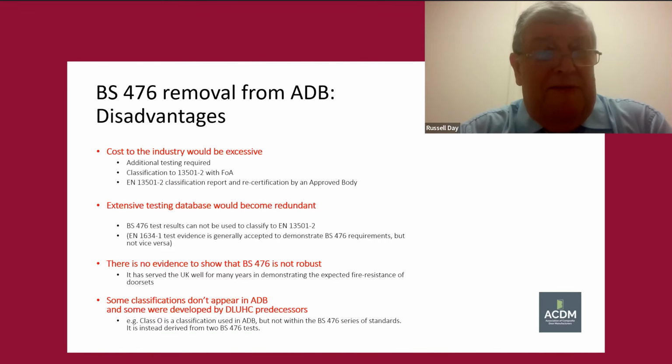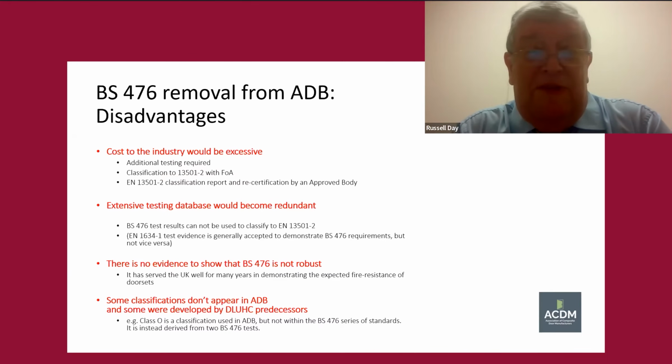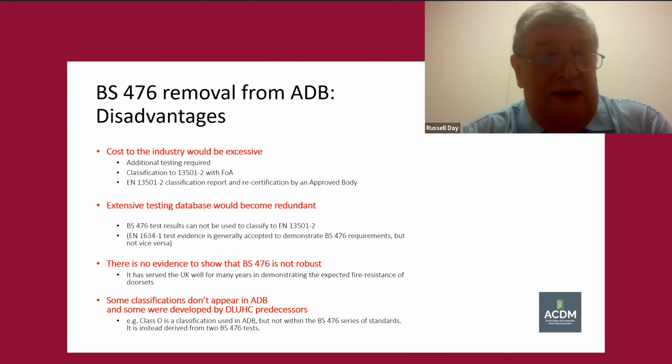And we've seen that 476 testing has shown a significant reduction in deaths in the UK. There's no evidence to show that 476 is not robust, and indeed, as we've said, the history of deaths in the UK from fire actually show that it is a robust system.